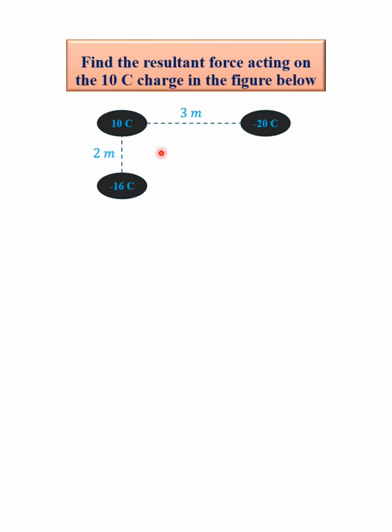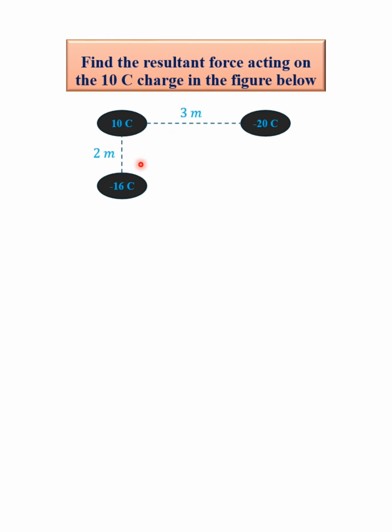This is a very interesting question. In this question, our target is to find the resultant force acting on the 10 coulomb charge. If you look at this figure, we have three charges: 10 coulomb, negative 16 coulomb, and negative 20 coulomb. They are separated by a distance of 2 meters and 3 meters, as you can see. Our target is to know the resultant force acting on the 10 coulomb charge.